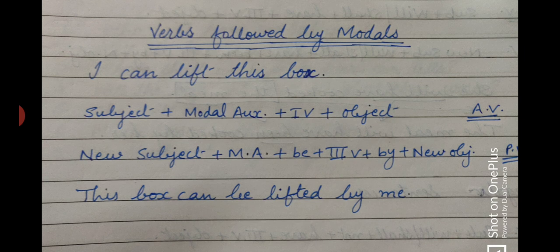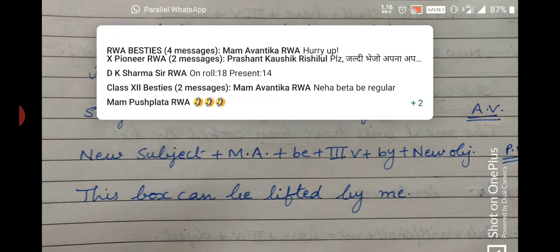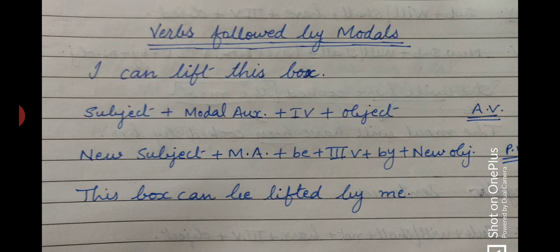I, subject, can, modal auxiliary, lift, first form of verb, this box, object. So the active voice structure is subject plus modal auxiliary plus first form of verb plus object. Now when you change it into passive, the new structure will be new subject plus modal auxiliary plus be verb plus third form of verb, right? Because after be we use the third form of verb, and moreover in passive voice we are to use only and only the third form of verb.